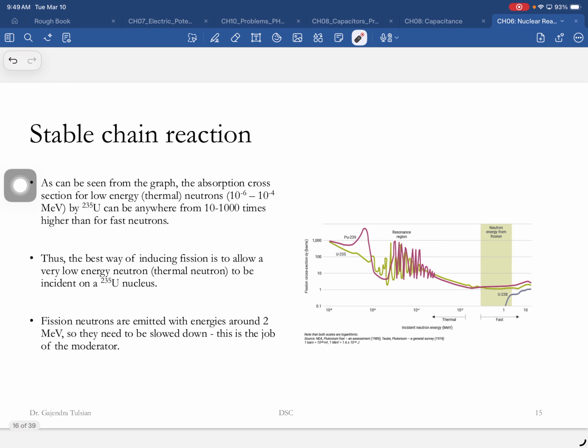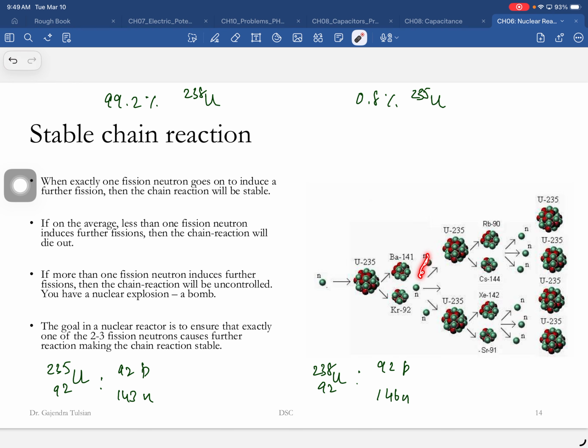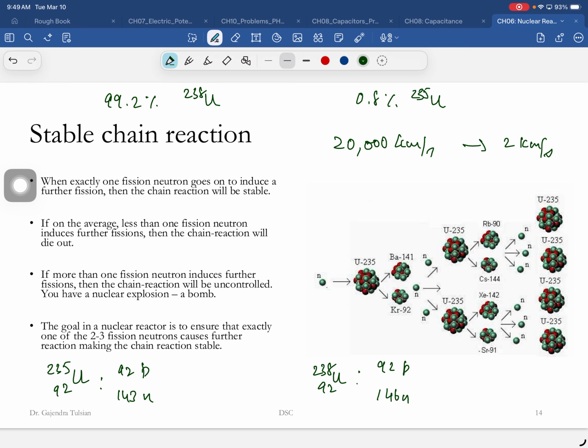Remember, you're trying to get this guy to cause a further reaction, but these guys are too fast, and when they're going that fast, they don't cause a further reaction. Okay, they'll cause a reaction, but the probability is small. Now, if you could slow these guys down from 20,000 kilometers a second to 2 kilometers a second, then the probability of them causing a reaction greatly increases, and you can make sure it causes a reaction.